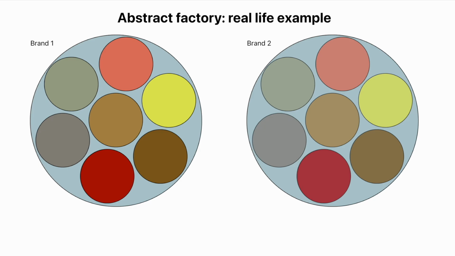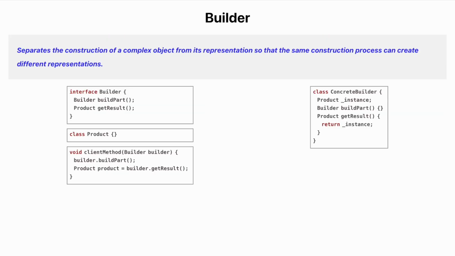Our friend chooses a spice box for us. This can be seen as an abstract factory pattern. We are the clients, our friend is the abstract factory, the spice box is the concrete factory, and the spice powders are the products. Builder separates the construction of a complex object from its representation so that the same construction process can create different representations.